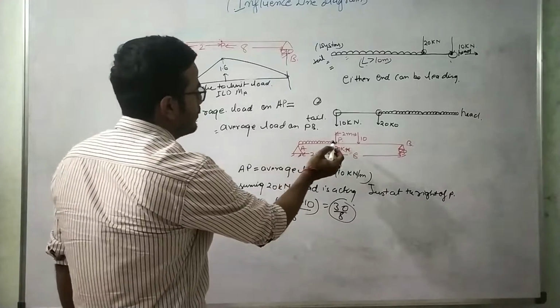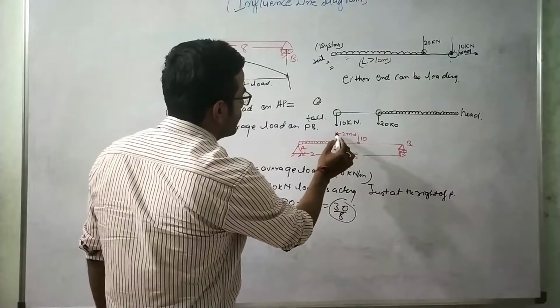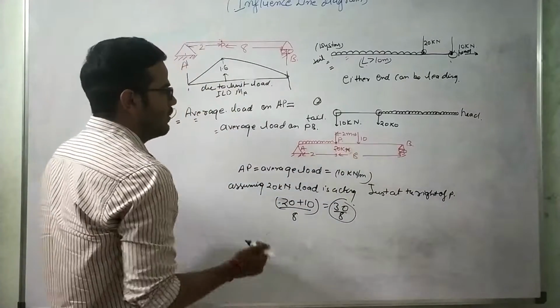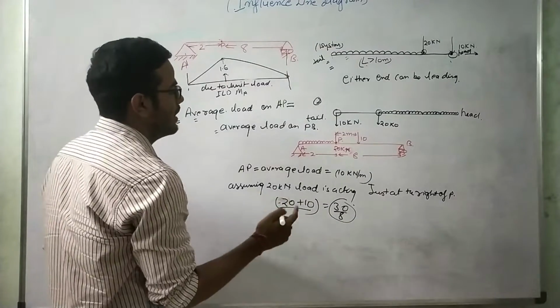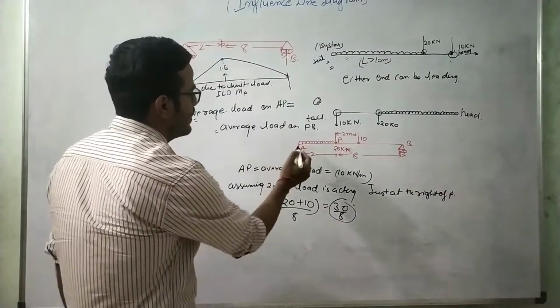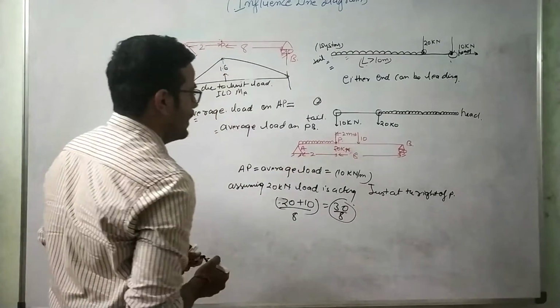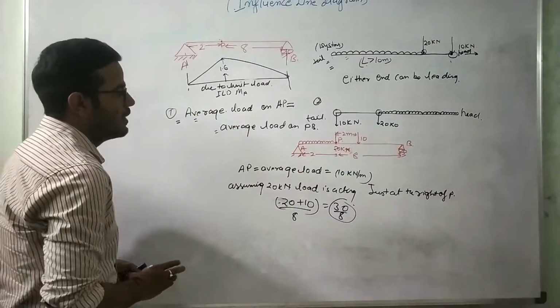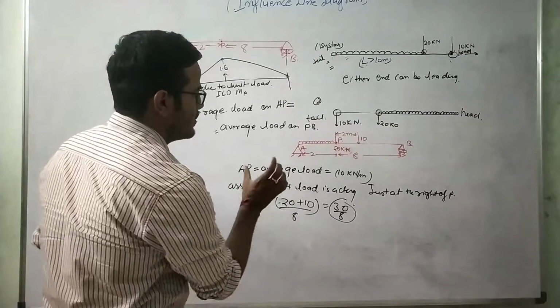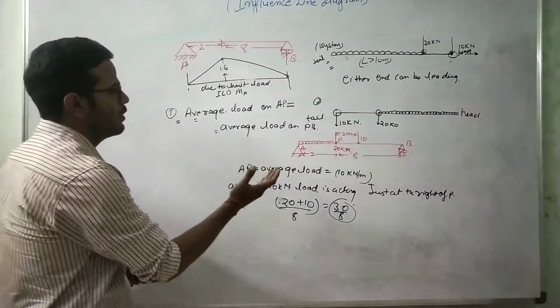But you are seeing that at the point P the 20 kilonewton load is acting, yet we are not getting the maximum moment. Why? Because there is some UDL also, that will also control the maximum moment at this point, right? And the average load is also not coming the same for both the spans, AP and PB. So we need to alter the load conditions.